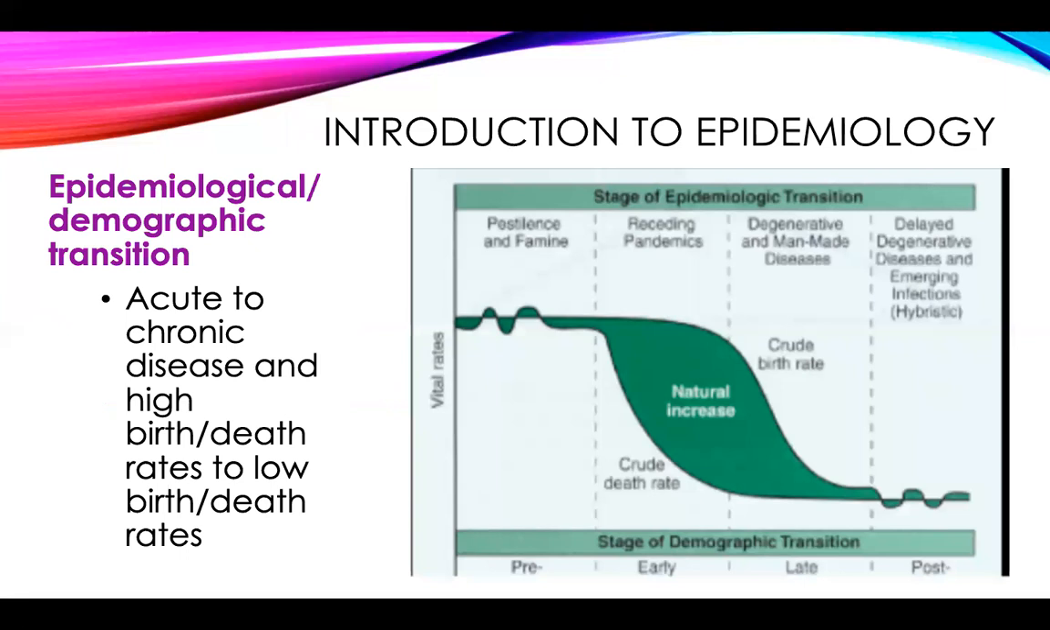And so while we're on this discussion of epidemiology, let me just go ahead and talk about a concept called the epidemiological demographic transition, because your book kind of talks around this by the end of the chapter without necessarily using this term, but this is certainly what they're talking about. The epidemiological demographic transition is basically the transition through which a society goes when they go from having high birth and death rates to low birth and death rates.